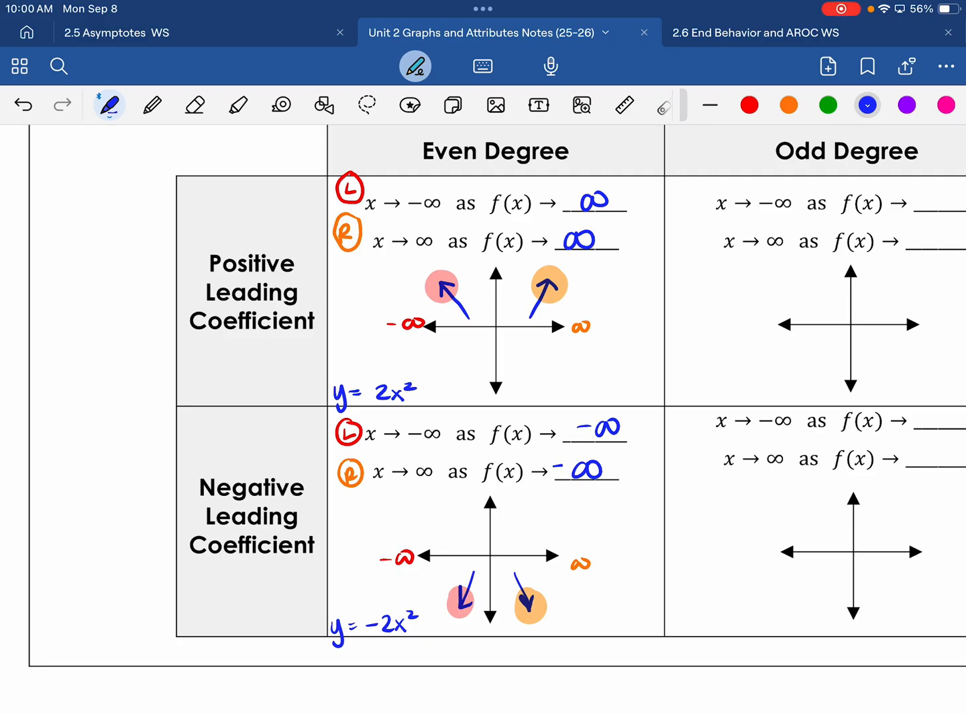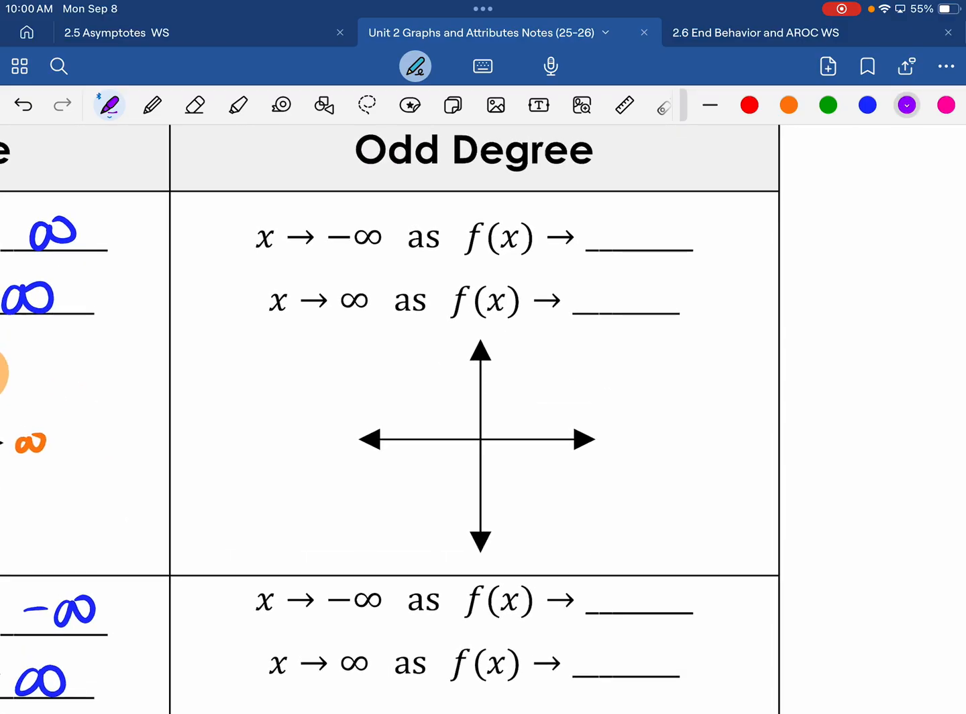All right, so the way that I have this memorized, if it is an even degree, I think of a quadratic, so I know my end behavior is going to go in the same direction. So even degrees will either both go up or both go down. Positive goes up, negative goes down. All right, the odd ones are a little trickier. The odd ones are going to go in opposite directions. So one will go up and one will go down.